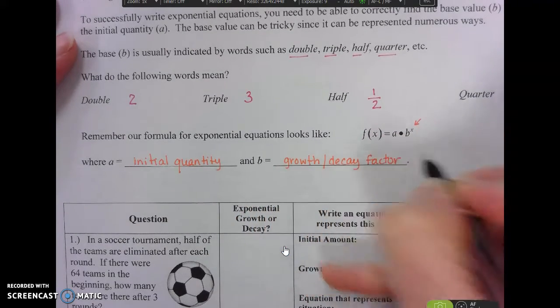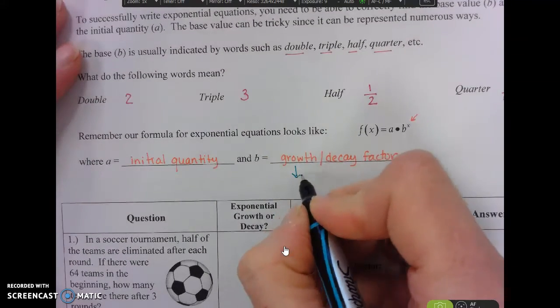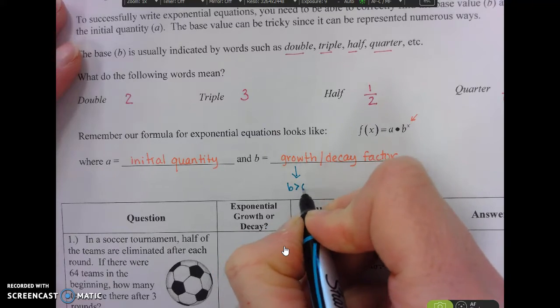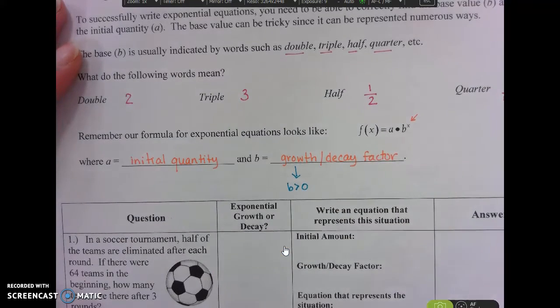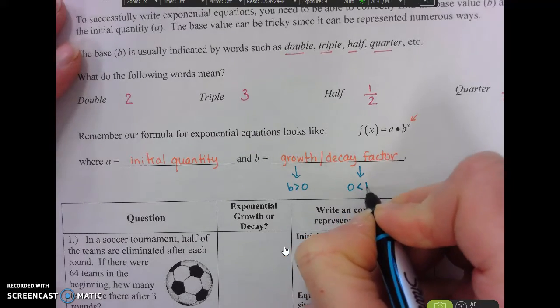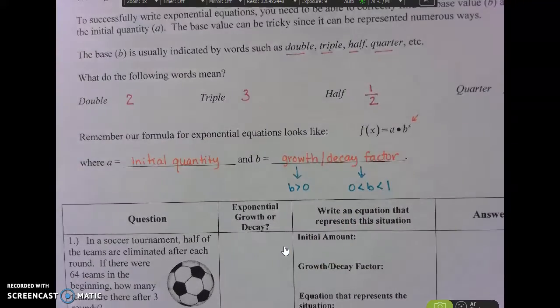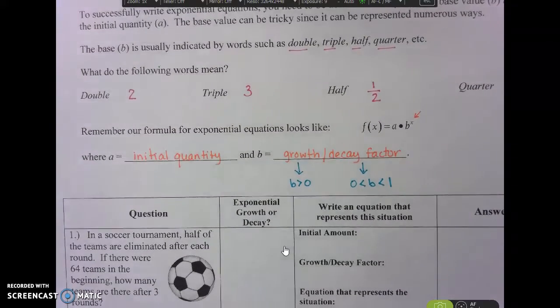Part of your job today is going to be to be able to determine whether or not we are growth or decay from the information given to you in the problem. Remember growth, all of our b values should be greater than 0. And our decay factor means that we are between 0 and 1, but we cannot be negative. Be careful of fractions that happen to be improper fractions, but I don't think we should have any of those to deal with in these word problems.